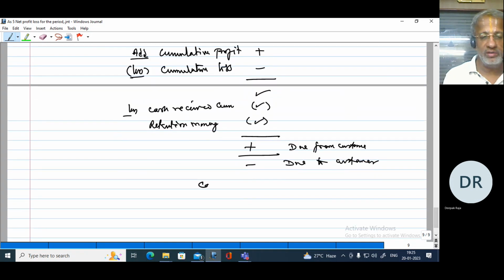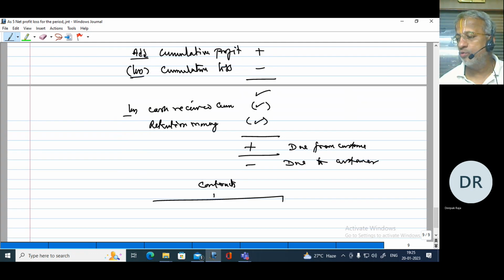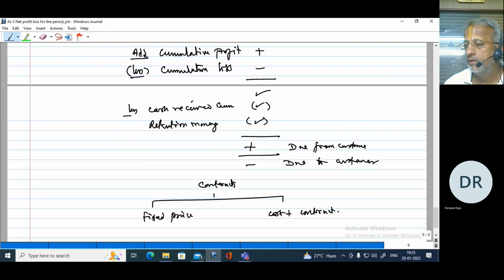So contracts are of two types. One is fixed price contract. The other one is cost plus contract. Okay. Then the entire accounting standard is over now. Now we have got to solve problems so that our understanding is strengthened. Now we will take up a problem.